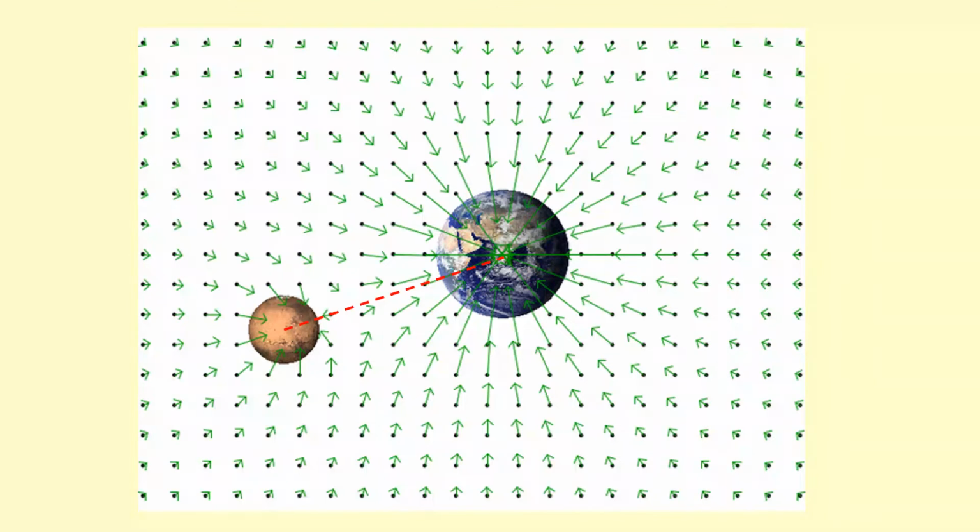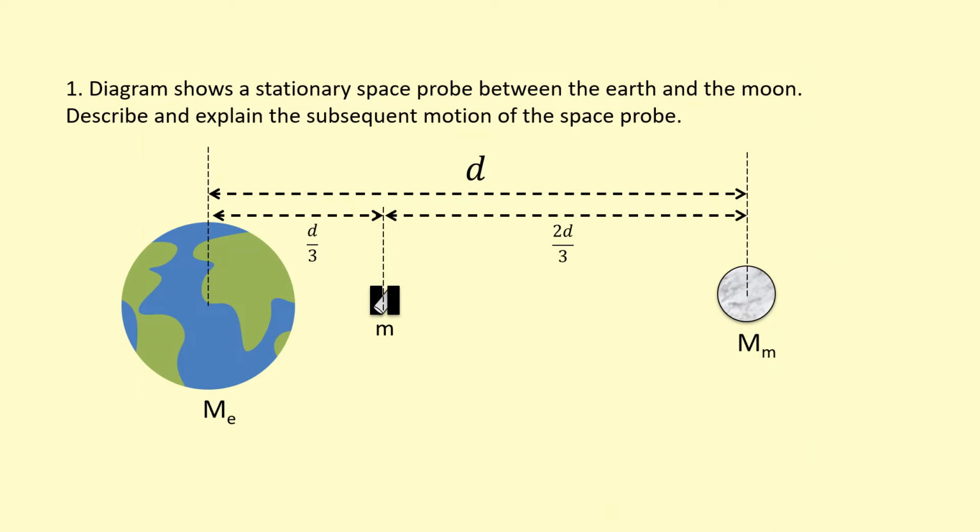What we're going to look at is how the force changes along a line joining the centers of these two objects. The diagram shows a stationary space probe between the Earth and the Moon. Describe and explain the subsequent motion of the space probe. As you can see, that space probe is d/3 from the Earth and 2d/3 from the Moon. The distance to the Moon is twice as large.